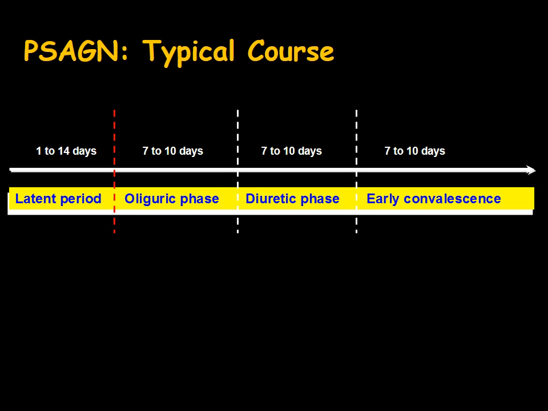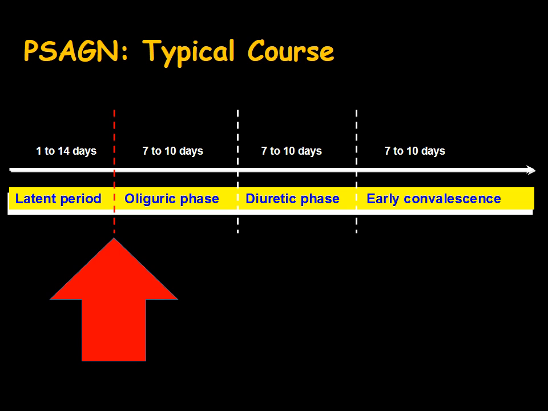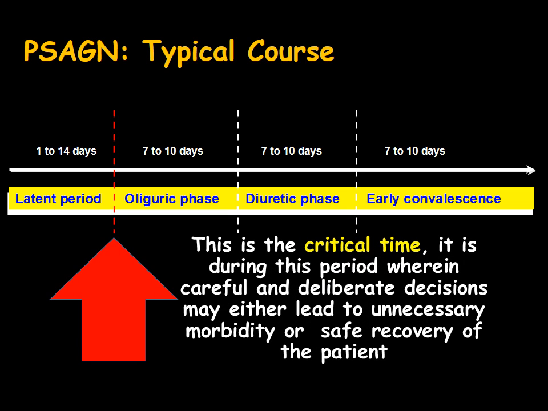In reality, the period between the latency period and oliguric phase is very significant. This is the critical time. It is during this period wherein careful and deliberate decisions may either lead to unnecessary morbidity or safe recovery of the patient.